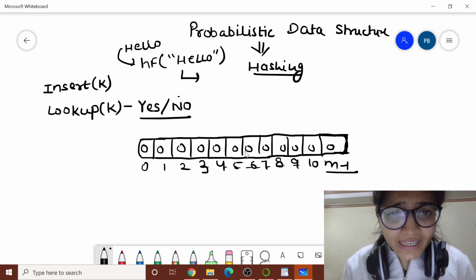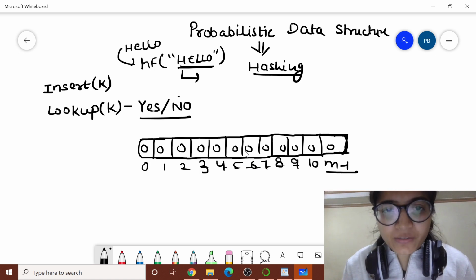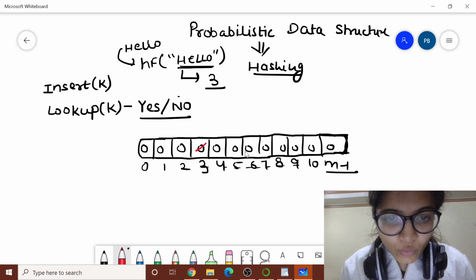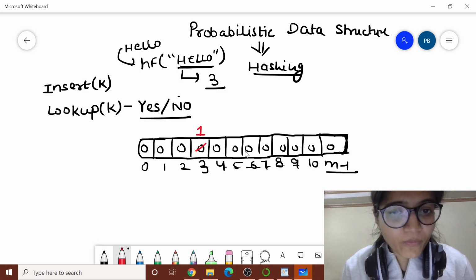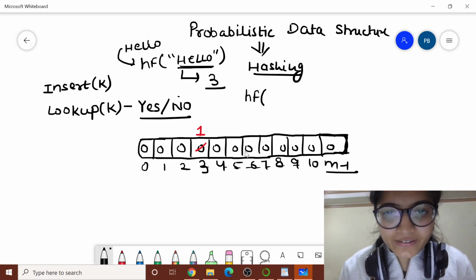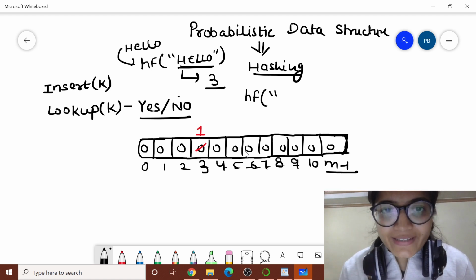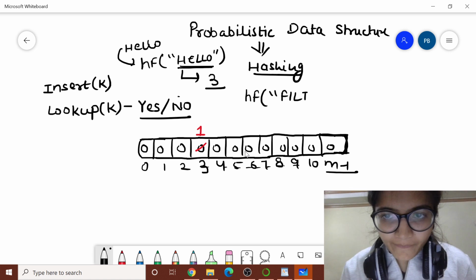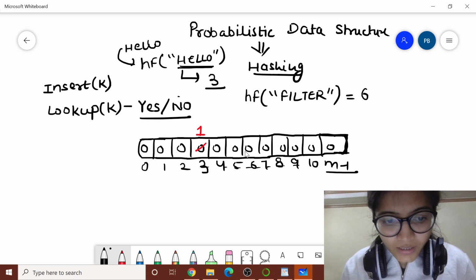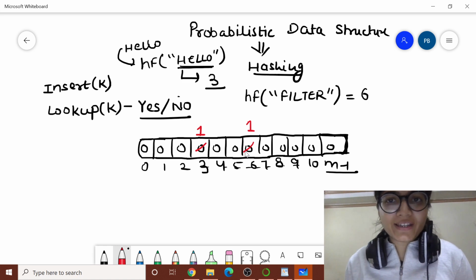Now suppose there is a key named hello. For this particular key a hash function is calculated. After calculating the hash function, suppose the hash function came out to be 3. So it will go to index 3 and will set it to 1. It means that now I have visited this particular word hello. Now it will recalculate the hash function for the next string. For example, next string is filter, and it will get the index as 6. So at the 6th place, this is set to 1.